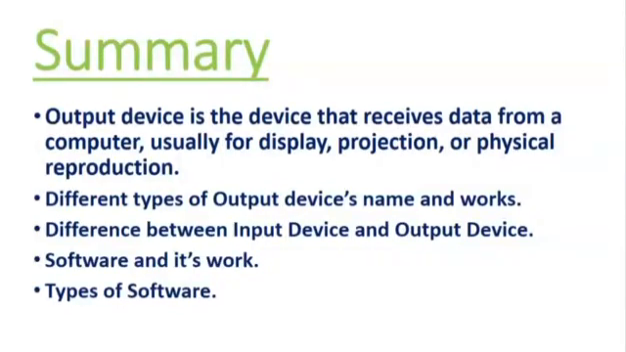After that, we have come to know about the types of software. There are basically two types of computer software, that is first of all application software, after that operating system software. So these are the things we have come to know from our today's lesson.